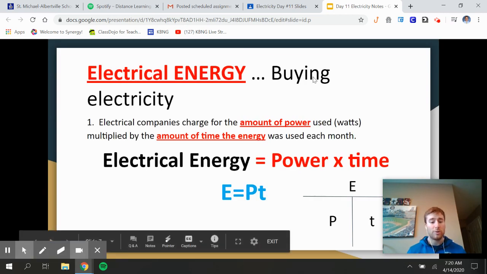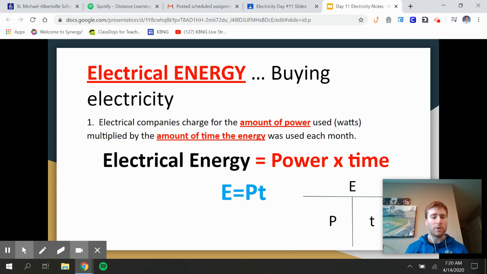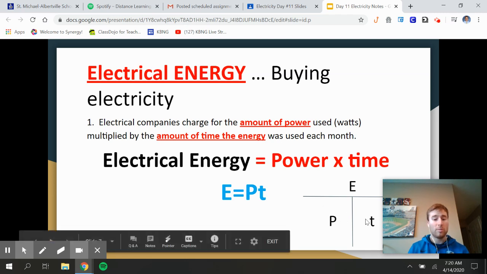When you buy electrical energy from Xcel Energy or Wright County Electrical Co-op, wherever you're buying your electricity from, energy is going to equal the power times the amount of time it was used. So we're going to take how many watts you had, multiply it by how long it was used, and that's going to give us the energy that we took up.